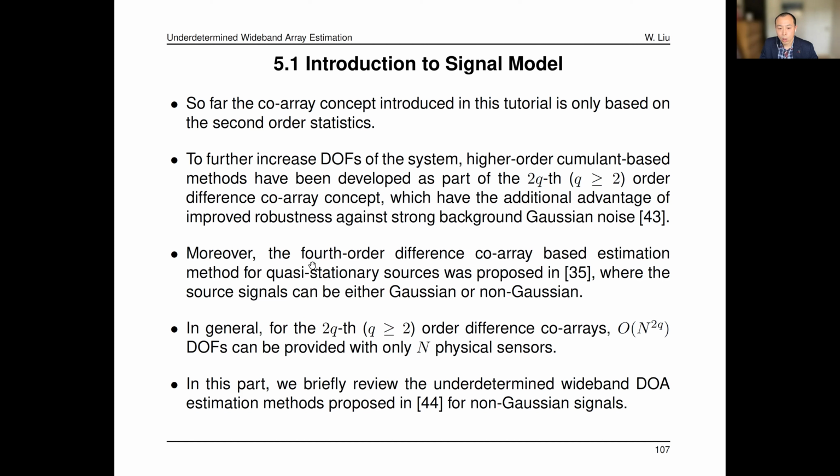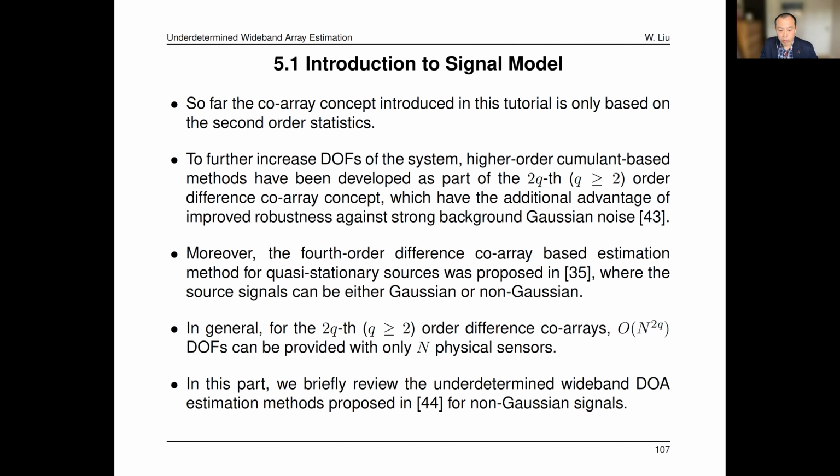But we make another assumption, non-stationarity. The 4th order difference covariance based estimation method for quasi-stationary sources was proposed in reference 35, and the source signals can be either Gaussian or non-Gaussian. We just exploit the non-stationarity of the signal. There are different ways to achieve this 4th order difference covariance. In general, for the 2Q order difference covariance, big O of n to the power 2Q DOFs can be provided with only n physical sensors.